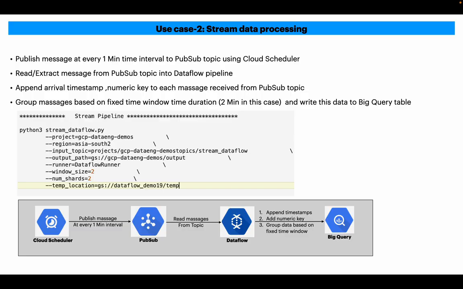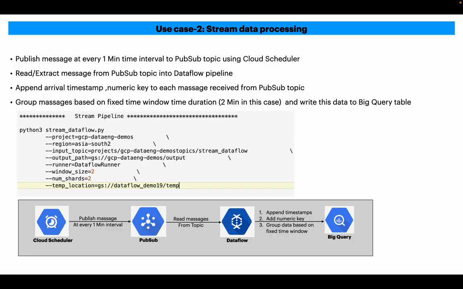Now if you see, there are two important input arguments: window size and number of shards. Window size, I already told, I'm passing as parameter 2. So inside my pipeline code, what I'm doing is multiplying this numeric number with the number of seconds, 2 into 60, so it will be 120 seconds. It's a 2-minute window.